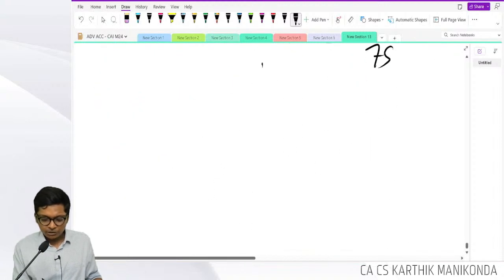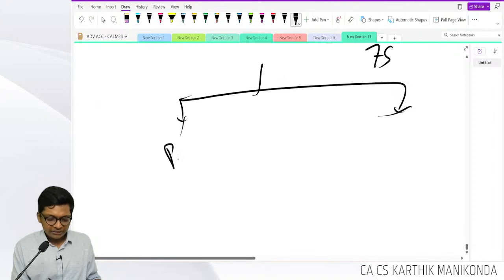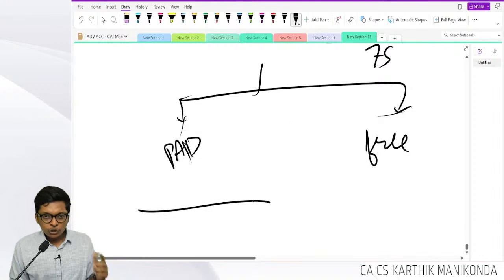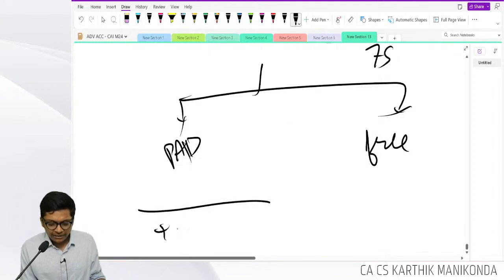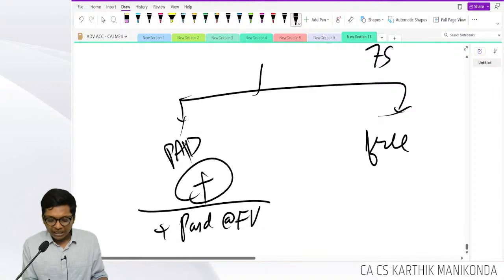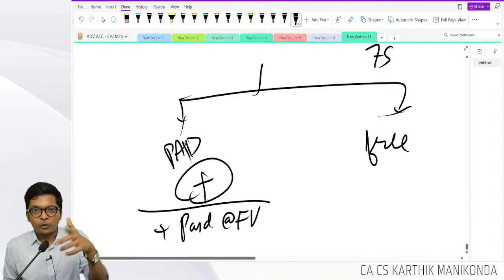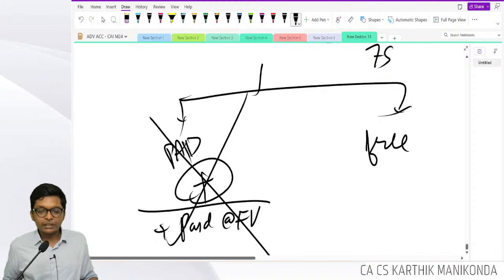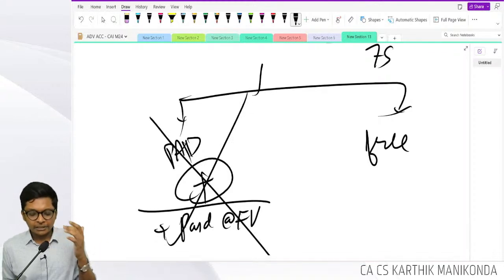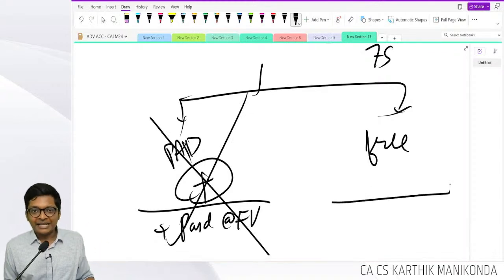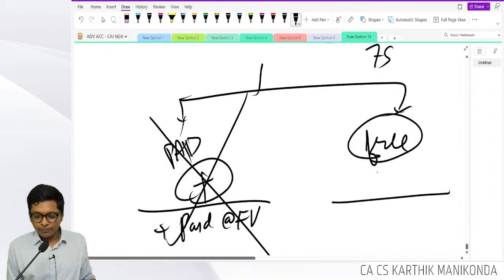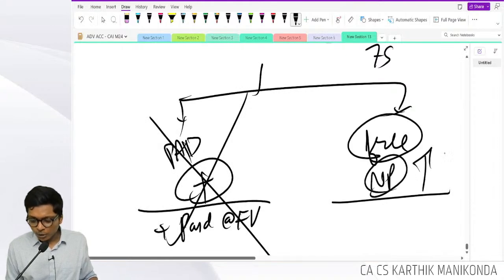See, if I split these options, some part is paid, some part is free. In the denominator, if you add the paid part at fair value, in the numerator you can't add anything because I don't know the impact on profit of this. So the entire thing is ignored. Whatever they paid for is ignored. Whatever is the free part is added, because of the free part, like a bonus, the numerator, net profit, has no increase or decrease. The denominator will have a change.